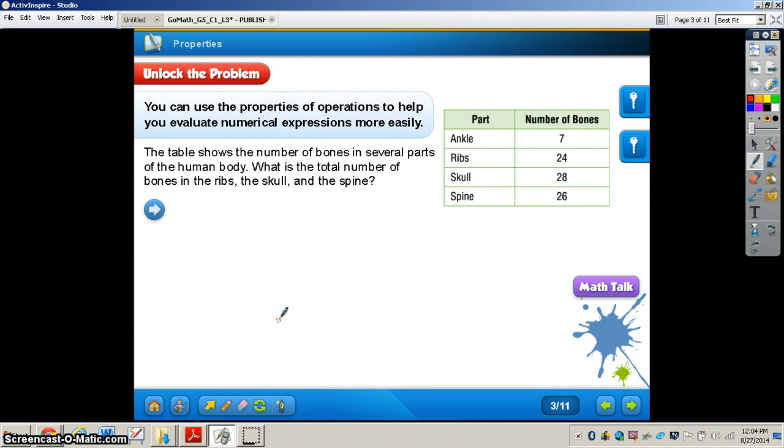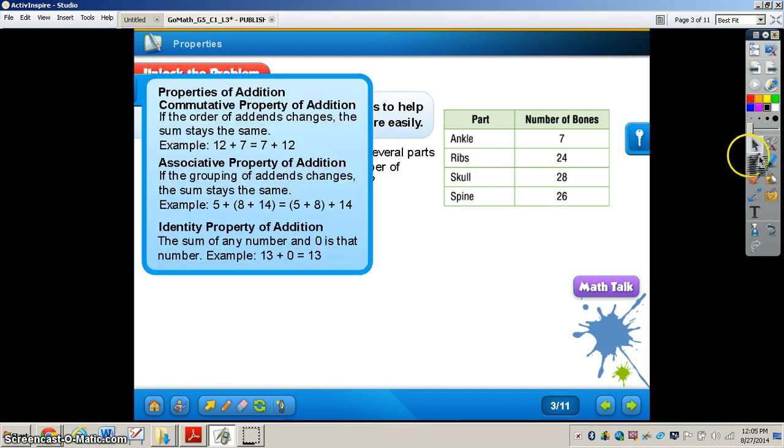So I want you to turn to page 13 in your Go Math book. And at the top of page 13, there are properties of addition, first of all. So let me show you what I'm even talking about when I say properties. Okay, so commutative property of addition: if the order of addends changes, the sum stays the same. In other words, if I do 12 plus 7, that's going to give me 19, or if I do 7 plus 12 will also give me 19. So commutative property of addition, no matter what the order is, the answer or the sum stays the same.